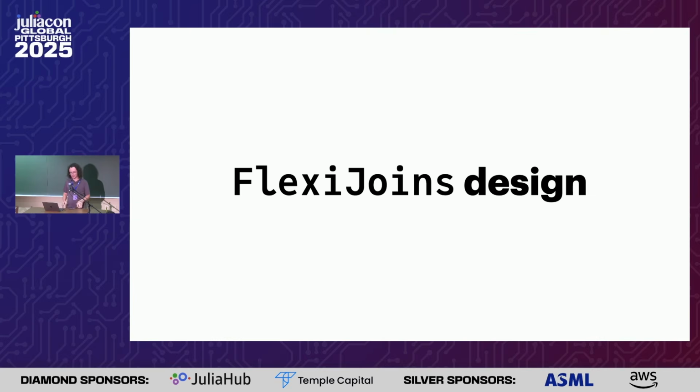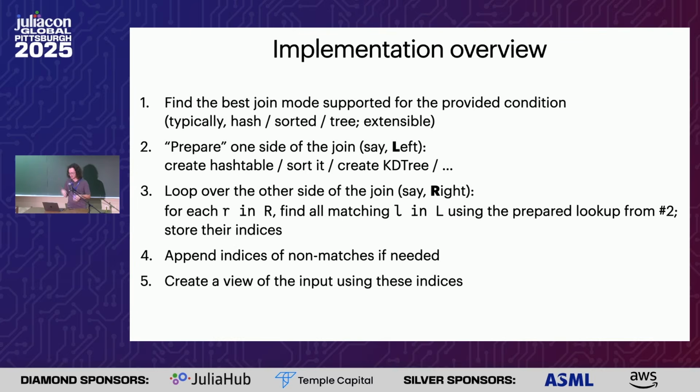Then a few words on how it's designed and how it works. Basically, this is how the join process works. First, FlexiJoins looks at the condition, interrogates it, to see what modes are supported. Basically, hash join, sorted join, tree join, but it's extensible. It can be all kinds of stuff. It's just that for now, only these three are actually used anywhere.